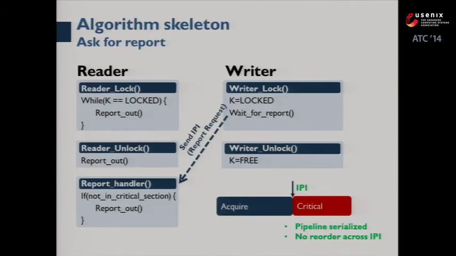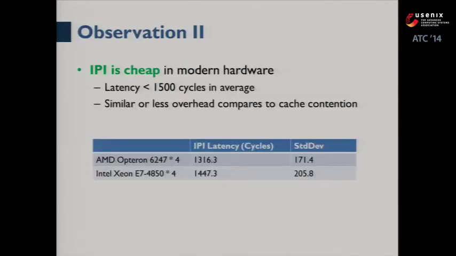Someone may complain that IPI is very expensive, and that you should not use IPI in synchronization primitives. But according to our and others' experiments, the IPI is actually cheap on modern hardware, and the latency is around 1,000 to 2,000 cycles on average between sending and receiving the IPI. So this overhead is similar to or less than cross-socket cache contention.